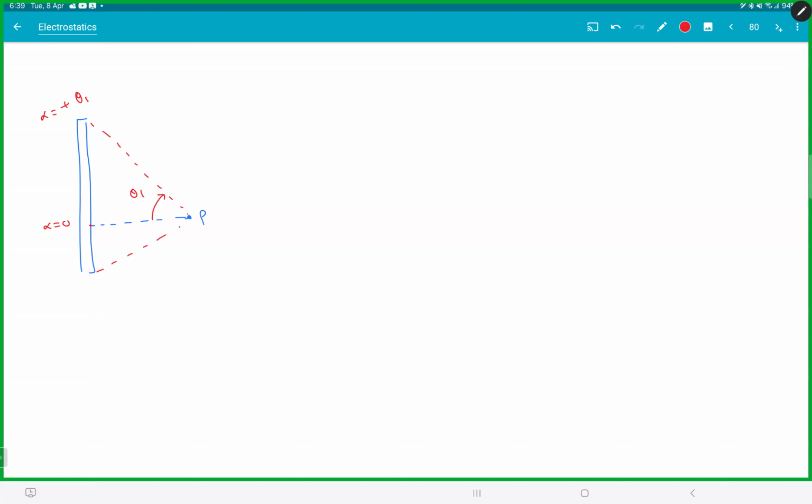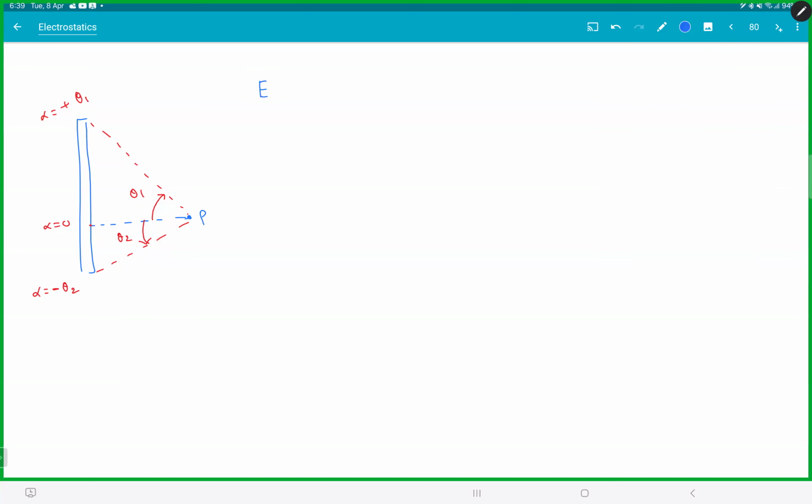Similarly, if you go downward, you have to rotate in the opposite direction, theta 2. So alpha will be minus theta 2. This is important. If you're rotating your angle in two different directions, you'll get angles from minus to plus. When alpha is positive, you're going upward. When alpha is negative, you're going downward.